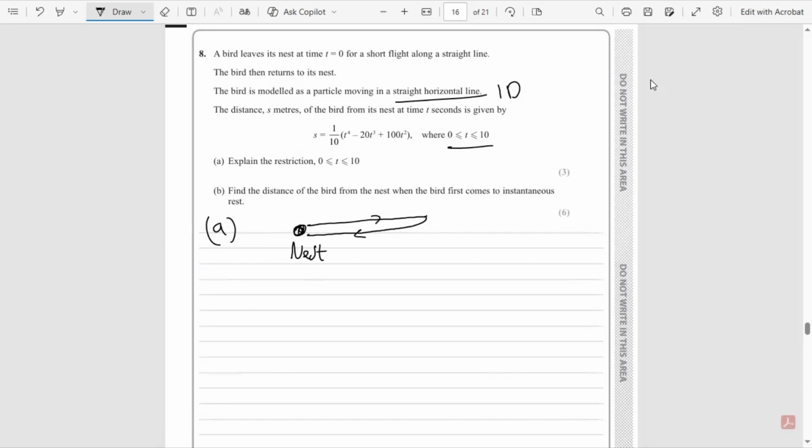Now, if we investigate this formula for distance from the nest, so this s formula, it makes sense to try and factorize it. If we can factorize this displacement formula, which is a quartic expression, then we can get a sense for the distance, and maybe we could sketch the graph of this distance against time just so we can understand really what this bird is doing.